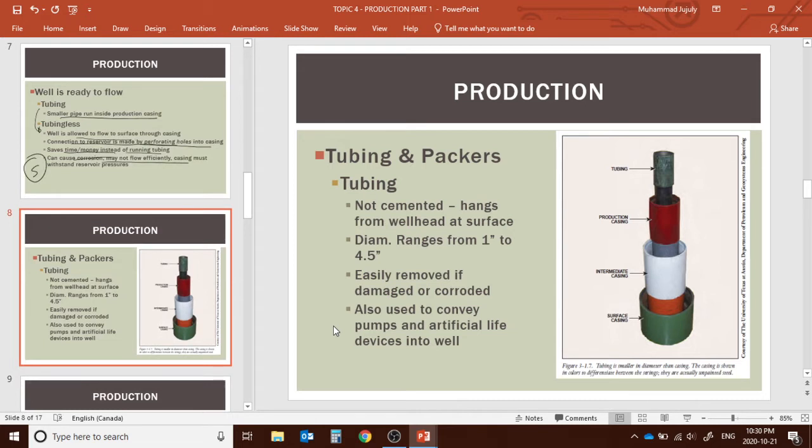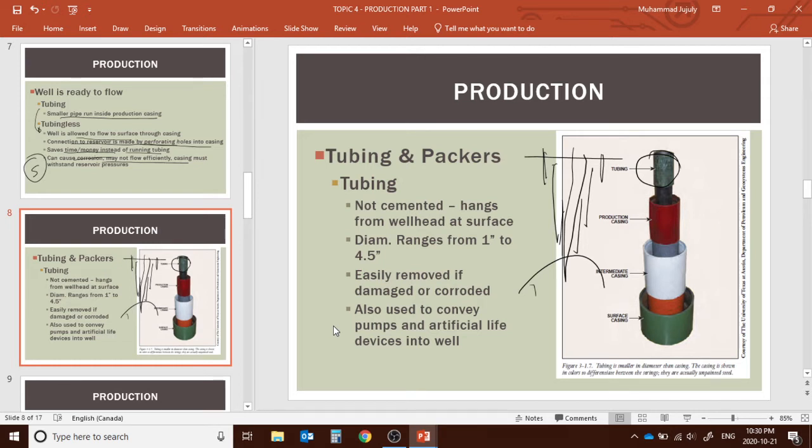Now this is how the tubings and the packers work. It would be upside down, like the surface casing would be at the top, okay. So how it works, this is the surface and this is the reservoir. So the surface casing is like that, and then we put the intermediate casing and then the production casing, and then the tube inside, okay, runs through that. So this is what the tube looks like, okay.